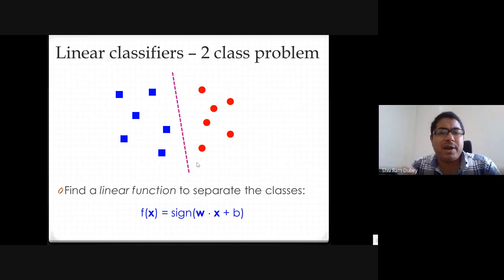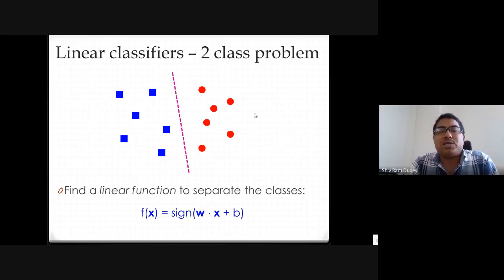But suppose the data is not linearly separable, let's say some red ones are on the left side also, and some blue ones are on the right side also. In that case it is not possible to come up with such a hyperplane or line that can divide the data into two parts without any error. In that particular case, error will be generated, and that is called the misclassification error. Our aim will be to minimize that misclassification error.